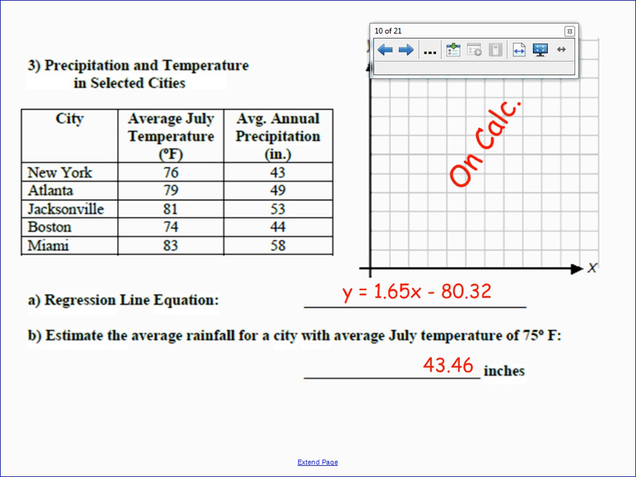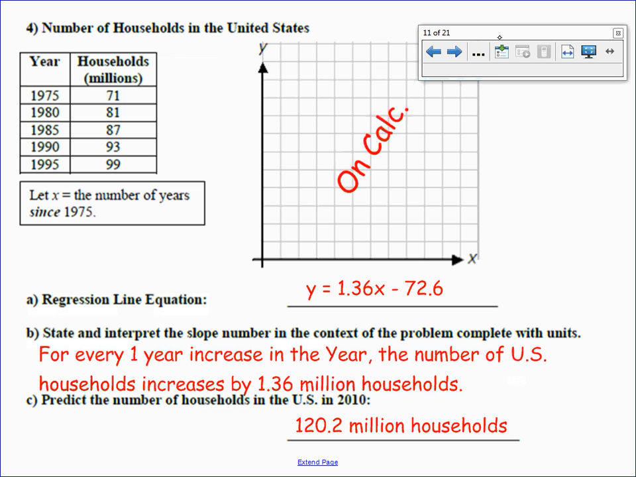And lastly, number 4, paired the year with the number of households, and we let x equal the number of years since 1975. So 1975 would be year 0. That would be 0 years since 1975. 1980 would be 5 years since 1975. 10, 15, 20. My key points then would produce the regression equation y equals 1.36x minus 72.6.